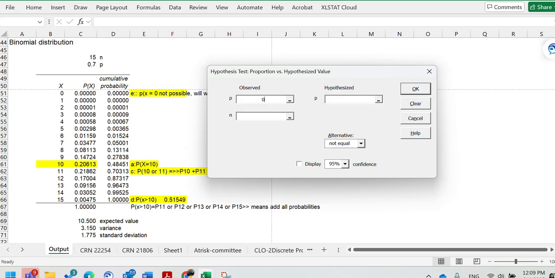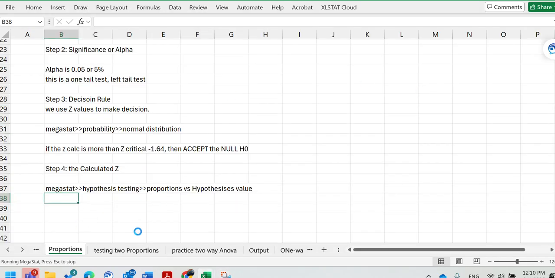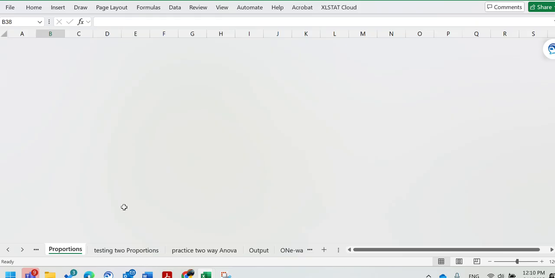We observed 0.24, right? What is the hypothesized value? We say 0.30. And how many people did we take? 50 people. What is our alternate? Less than. Don't bother about the background here, this is from another sheet. Press OK, and I will get the answer in my regular Excel sheet.